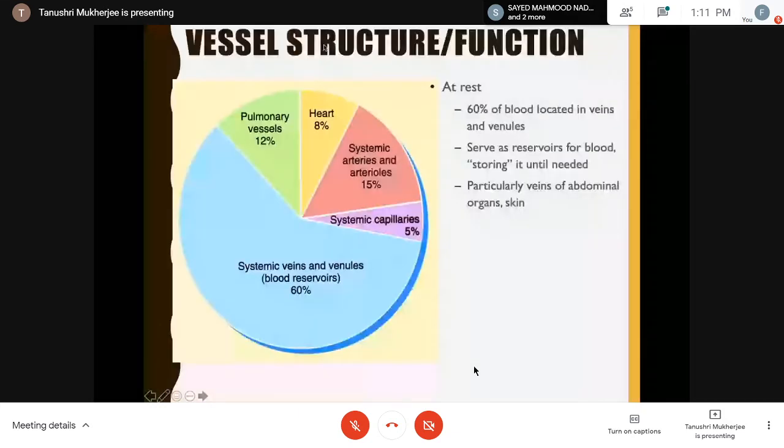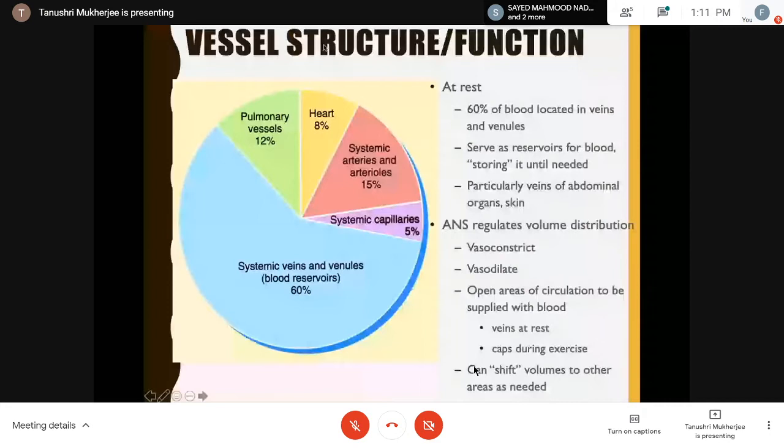As we see here, at rest 60% of blood is located in veins and venules, and they serve as reservoirs for blood, storing it until needed, particularly veins of abdominal organs and skin. And this regulation is through various mechanisms like the autonomic nervous system. It regulates the volume distribution with vasoconstriction and vasodilatation.